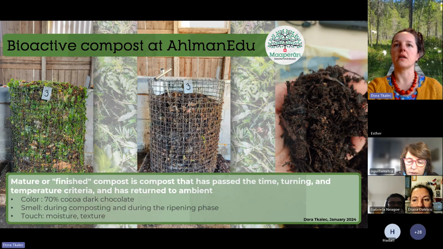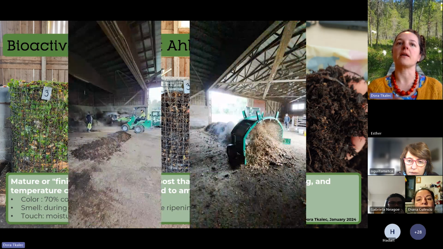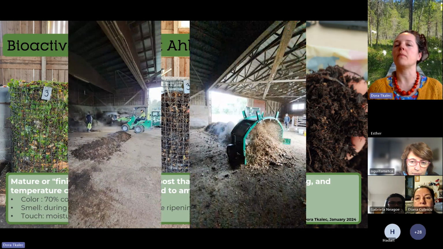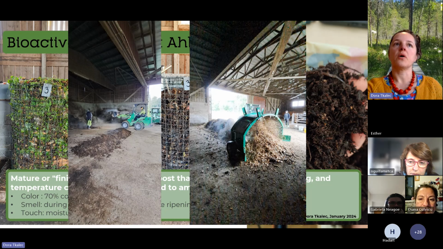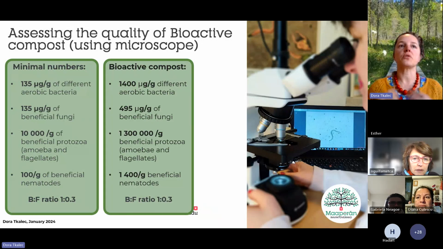We also started last year to make farm scale composting. So we have a compost turner, and we're now experimenting with that. But when we are talking about the bioactive compost and what it means that it is good, we know what kind of minimal numbers of which microorganisms we want to see in that compost. And our bioactive compost has much more than minimal numbers. So it's a really high quality compost that we managed to make.